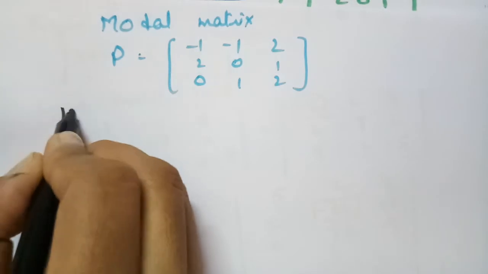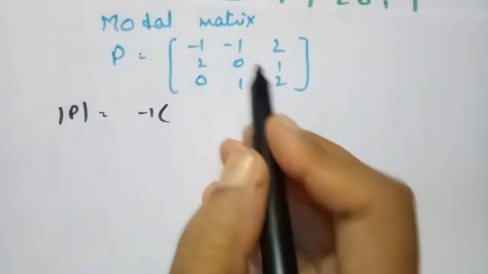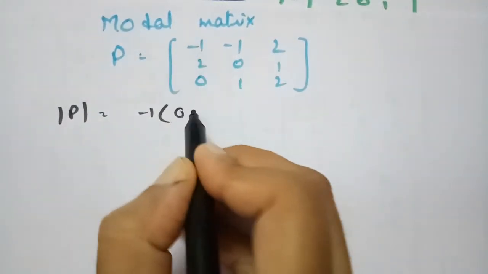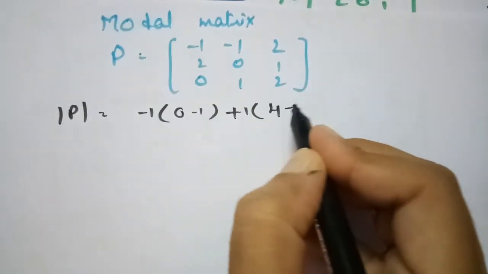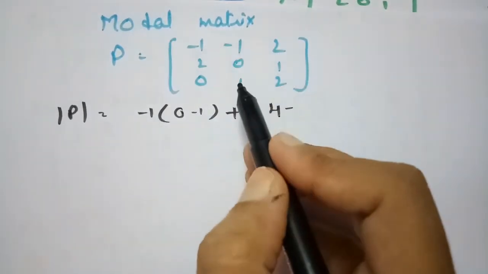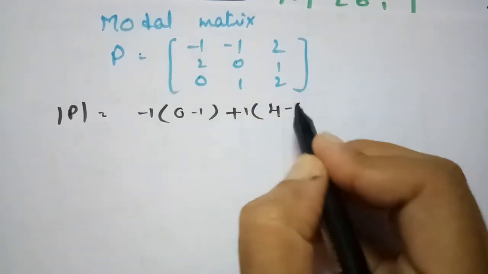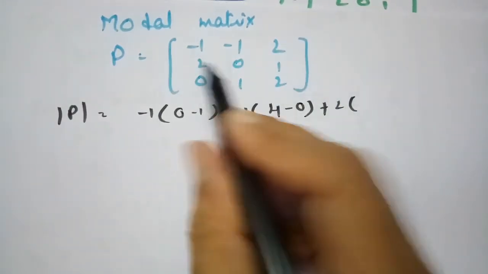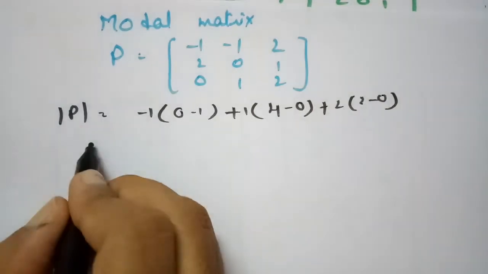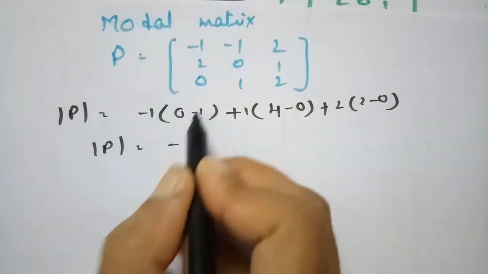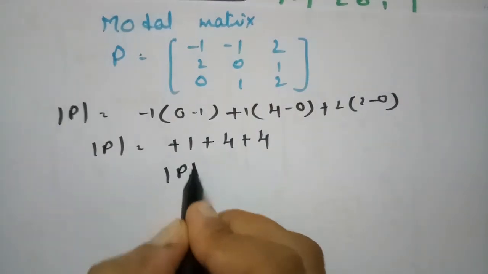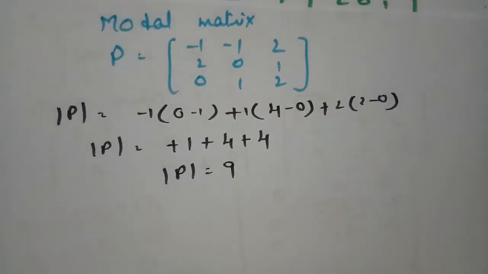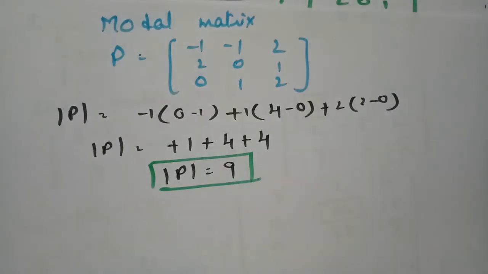So det P is nothing but minus 1 times of 0 minus 1, and this is minus of minus, plus 1. Then this will be 4 minus, if I close this row and column, 4 minus 0, and this is plus 2 times of 2 minus 0. So det P is equal to minus into minus plus 1 plus 4 plus 4, and my det P value is 9. So if you see, it is 9.